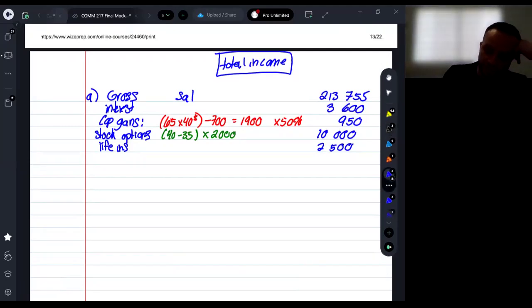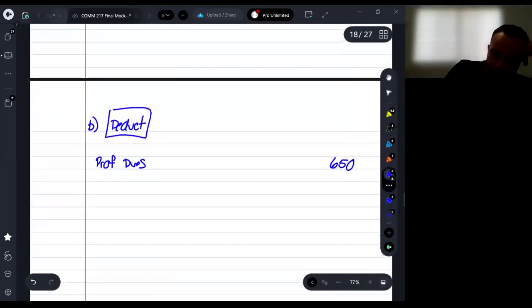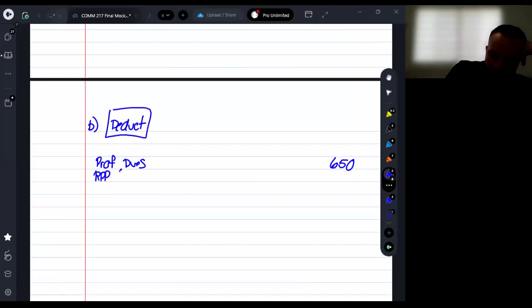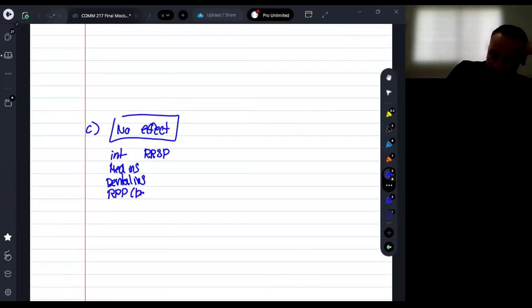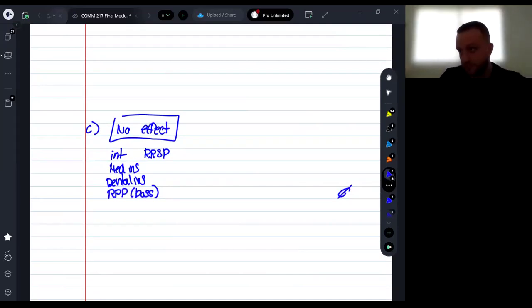So we said what he could deduct is the RPP, his contributions of 2,500, but the RPP from the boss is not taxable, not deductible. This has no effect.